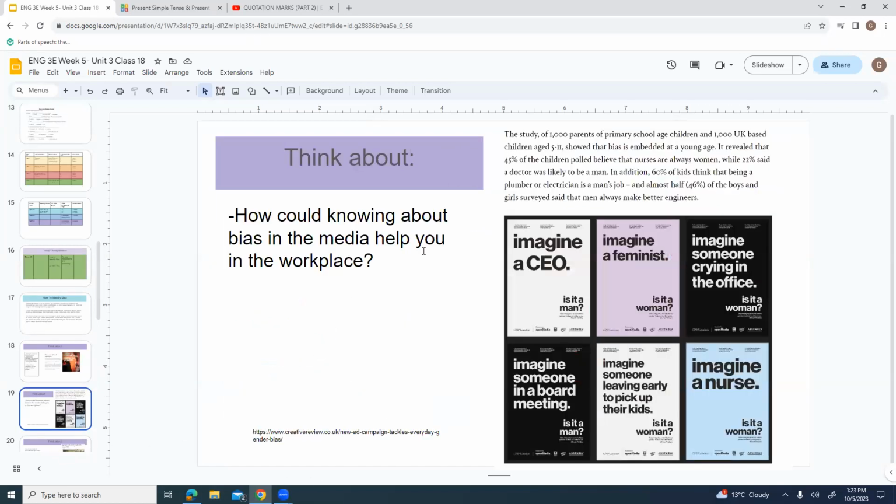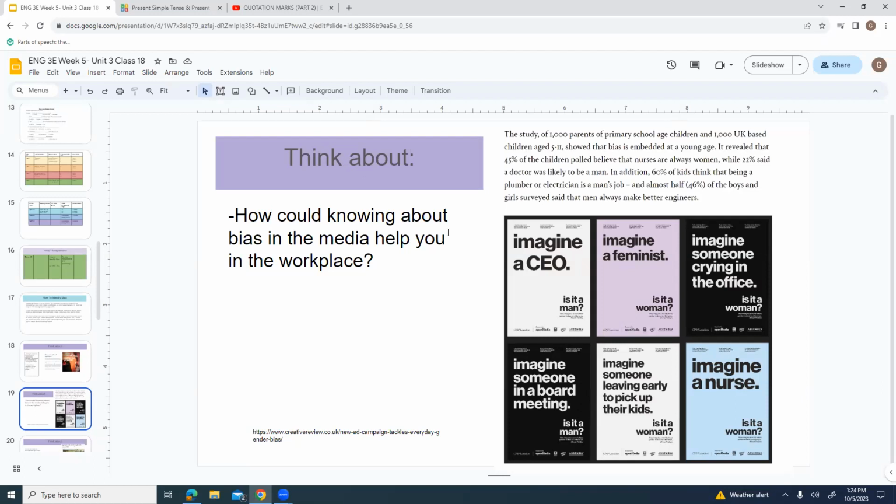Number 2, how could knowing about bias in the media help you in the workplace? This one is a study of 1,000 parents of primary school age children and 1,000 UK-based children aged 5 to 11, which showed that bias is embedded at a young age. 45% of the children polled believe that nurses are always women, while 22% said a doctor is likely to be a man. It's kind of nice that one isn't as high.